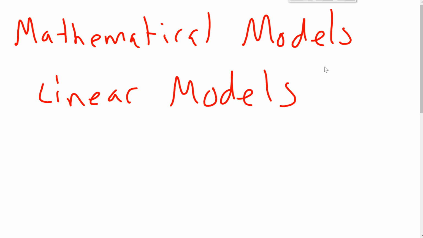Point two, talking about mathematical models. So there's ways to represent the data. And the first model we're going to talk about is linear. So a linear model is just one that fits the form for an equation for a line. So most likely y equals mx plus b. That's our equation for a line, or one of the equations for a line.